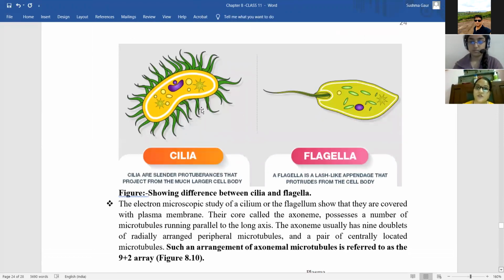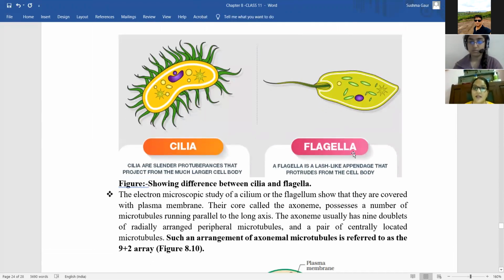So this is the diagram of cilia and this is the diagram of flagella. Cilia are present in large numbers, but flagella will be only one or two.